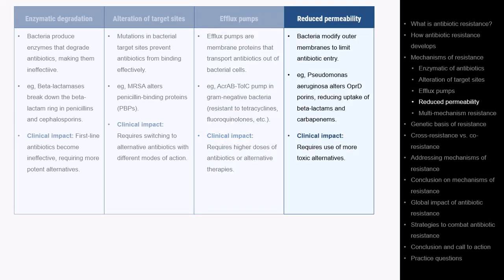Bacteria can also become resistant by reducing the permeability of their cell membrane, which limits the amount of antibiotic that can enter the cell. Certain bacteria like Pseudomonas aeruginosa modify their outer porins to prevent beta-lactams or carbapenems from entering the cell. When bacteria reduce antibiotic entry, higher doses are often needed, which can be more toxic to the patient.